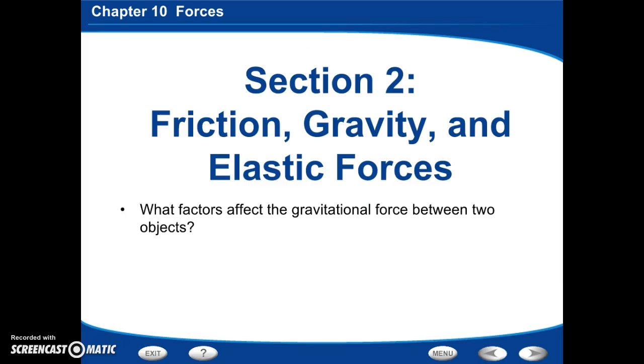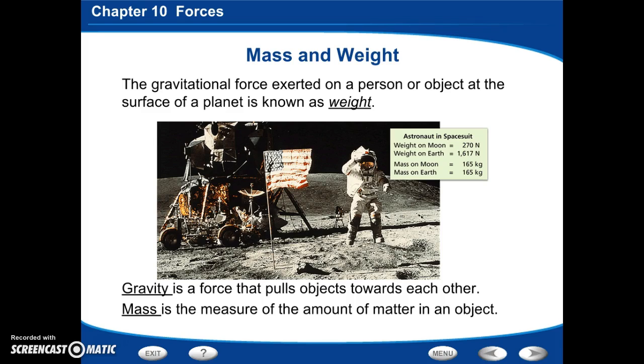So what affects gravitational force between two objects? Gravity is a force, and we know that it pulls objects towards each other. And mass is the measure of matter in an object. So gravitational force exerted on a person or an object at the surface is known as weight. We had this here, and it shows us that the weight on the moon differs. It's smaller than the weight on Earth because the moon has less gravitational force than the Earth. The masses, however, are the same. So weight is the amount of gravitational pull times the mass.